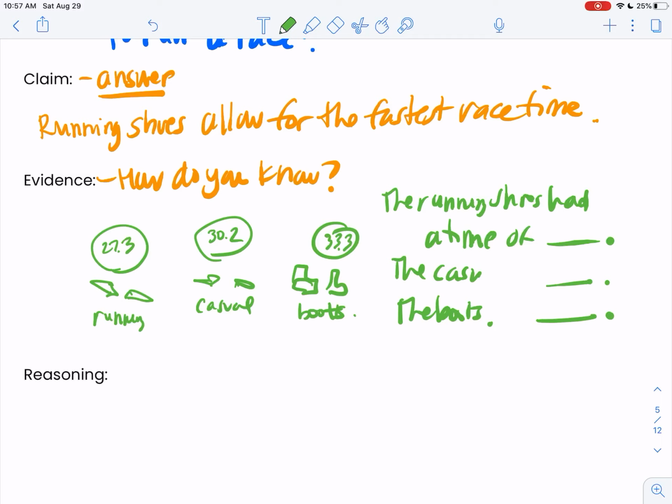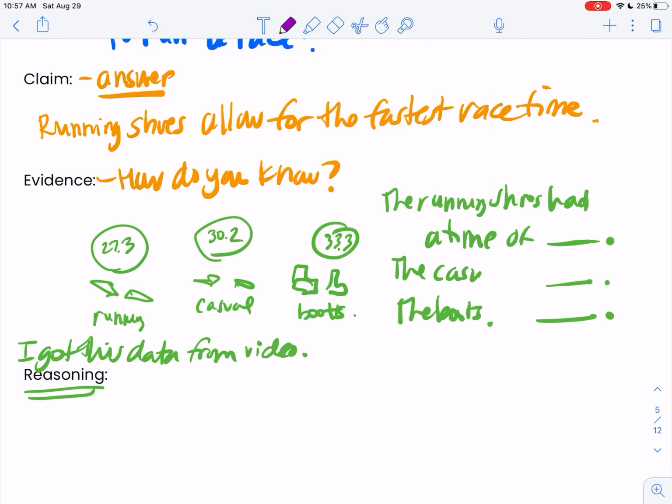You want to say also where you got the data. You could say something like, I got this data from the video, or I looked this up on whatever, or I measured this with a ruler, or however you came to that information is what you're going to write here. Okay, so that's your evidence. And then reasoning basically just connects it all together, right?